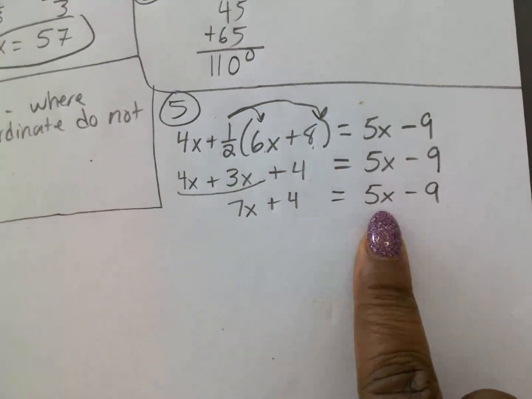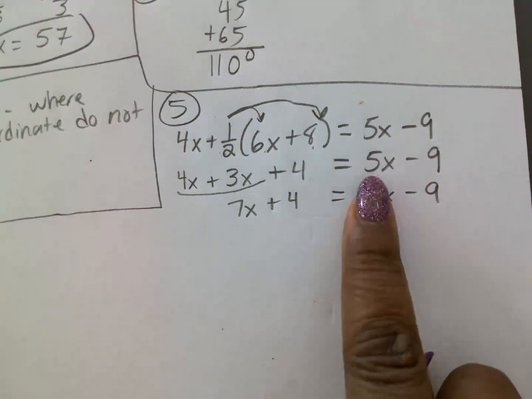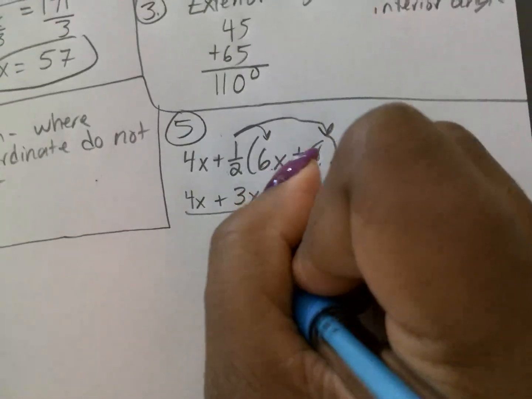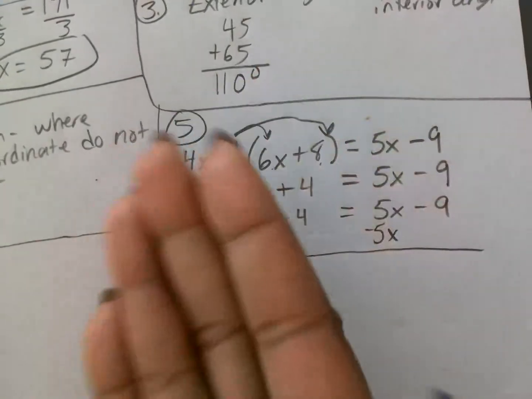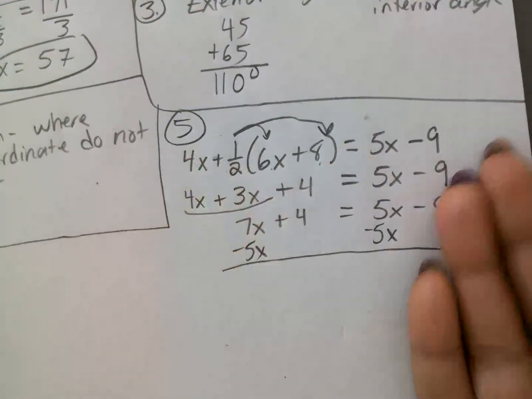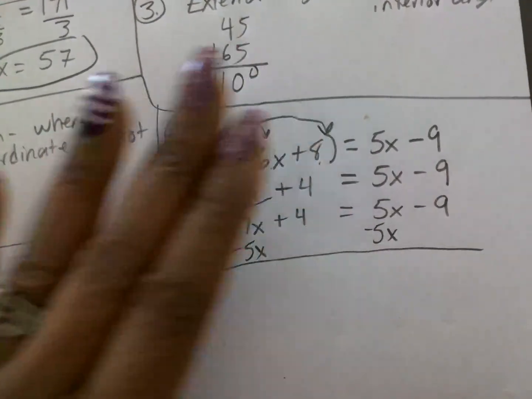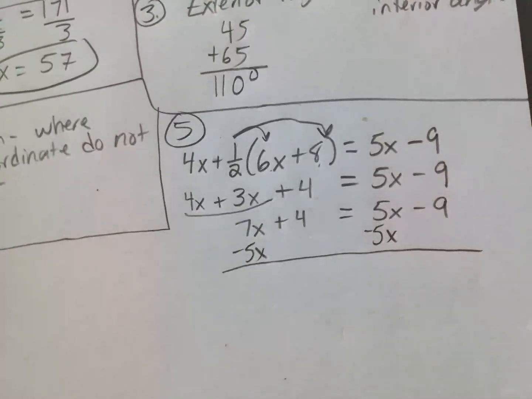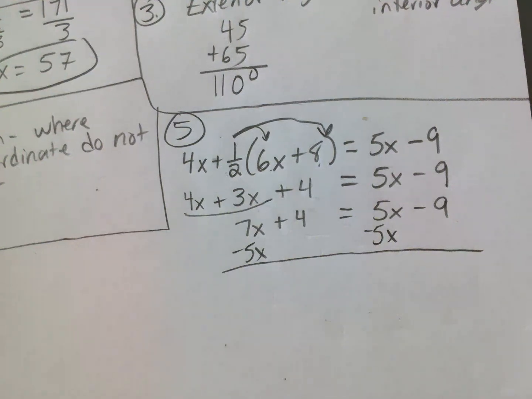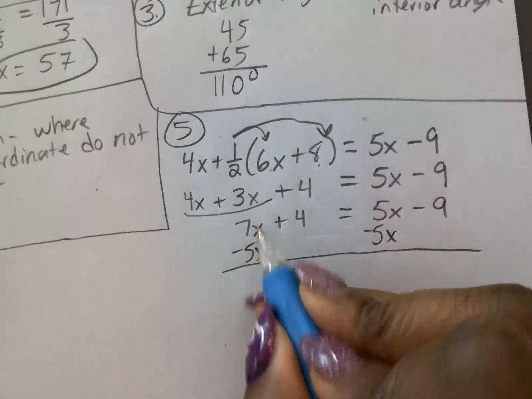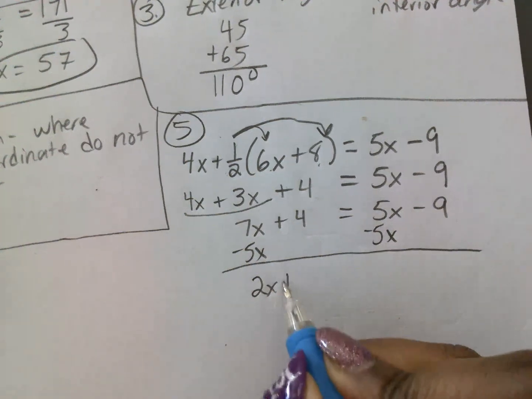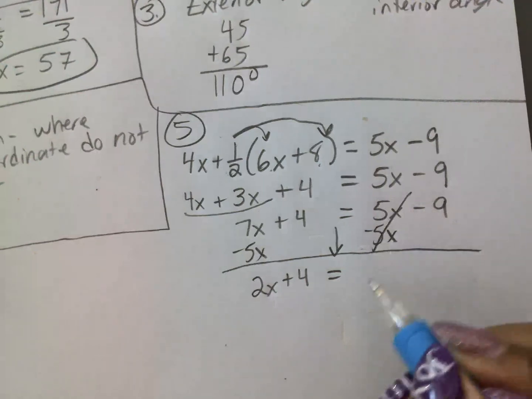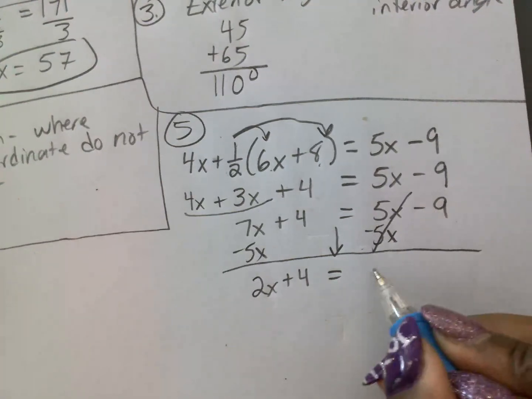I'm going to move the 5x because it's smaller. This is positive, so the only way to move it over here is to subtract it. So we subtract 5x on both sides. Remember, whatever you do to one side, you have to do to the other. If Sarah has $10 and Mike has $10, and I take $2 away from Sarah, I've got to take $2 away from Mike in order for them to remain equal. So this gives me 2x plus 4 equals, and 5x minus 5x is 0, leaving me with negative 9.